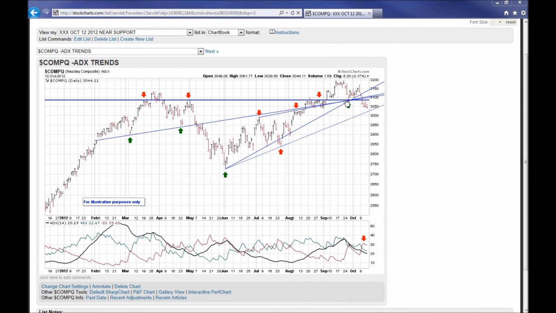It's a daily chart of the NASDAQ. You can see we've broken below several trend lines here. We could get a bounce here, ADX red over green. Even if we bounce, most likely resistance here.